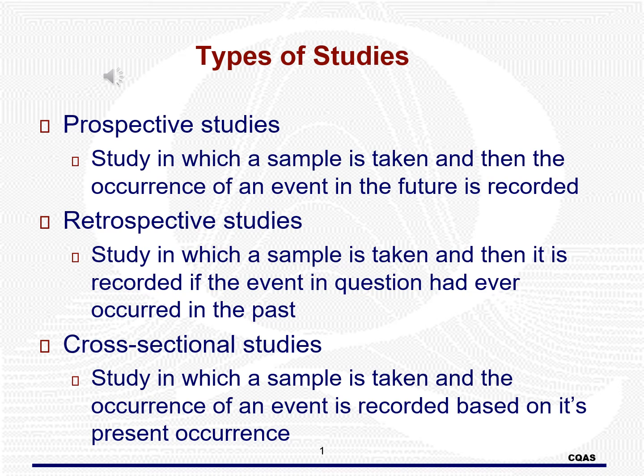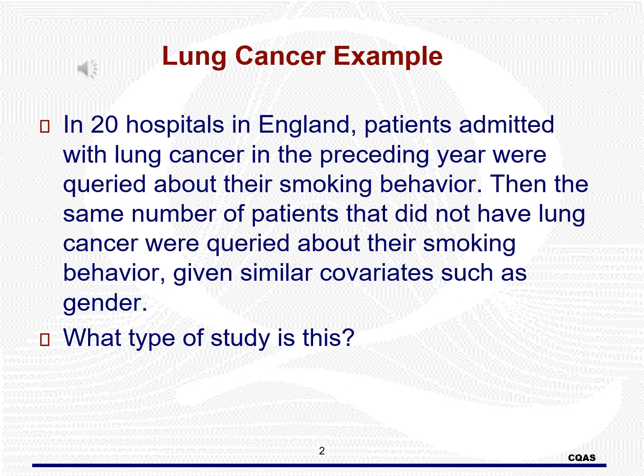Let's look at an example. This is an example based on lung cancer and smoking. The study was run in the 1930s in London, England. Patients from 20 hospitals admitted for lung cancer within the preceding year were polled about their smoking behavior. Then another set of patients that numbered the same that did not have lung cancer were polled about their smoking behavior. The analysts made sure that the patients had similar covariates such as gender. This is considered a retrospective study since the analyst is checking for an event that had occurred in the past, which is whether the patient smoked or not.